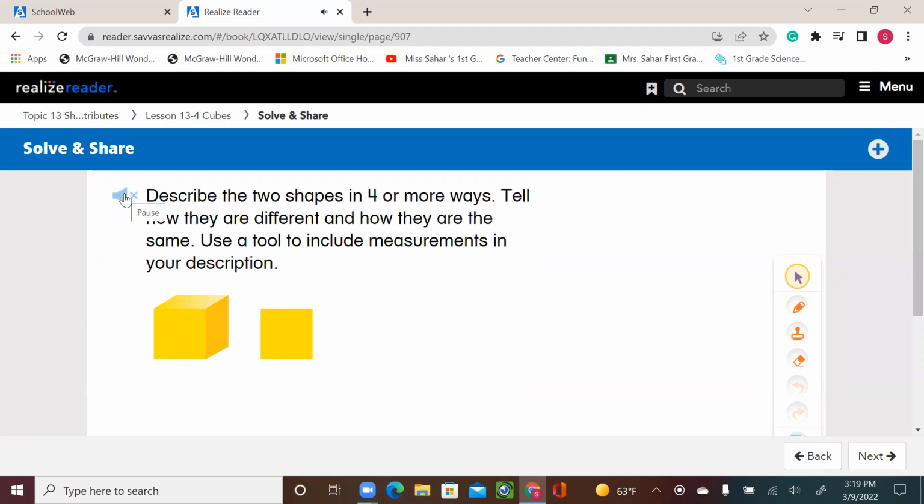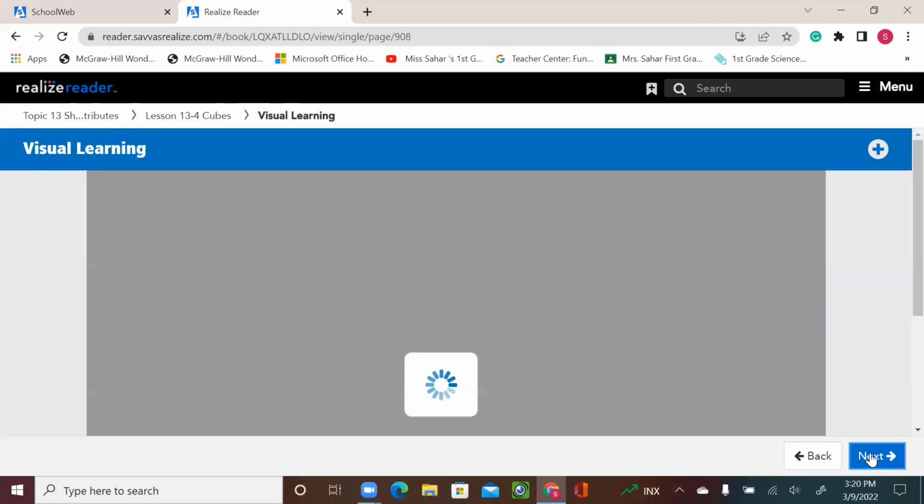Describe the two shapes in 4 or more ways. Tell how they are different and how they are the same. Use a tool to include measurements in your description. All right. So when I describe a shape like that, I can look at lots of points to mention. I can look at the color, for example. I can look at if they have equal sides, how many sides, what's the length of the side. I can also count the angles or the vertices. So that could be a way to describe any shape. All right, let's go to our video.